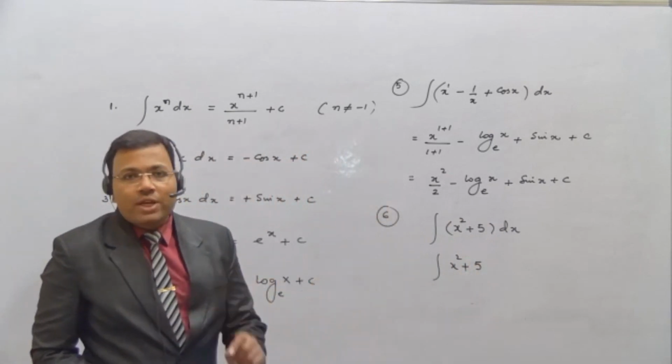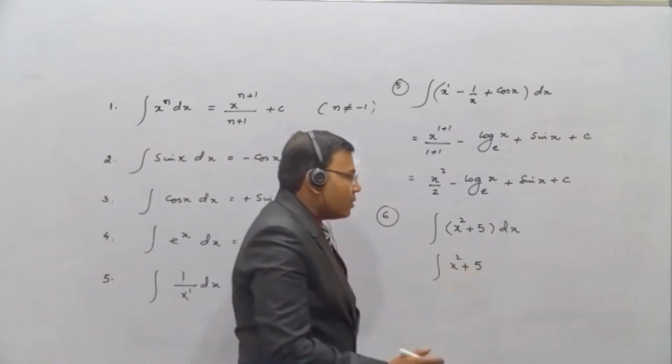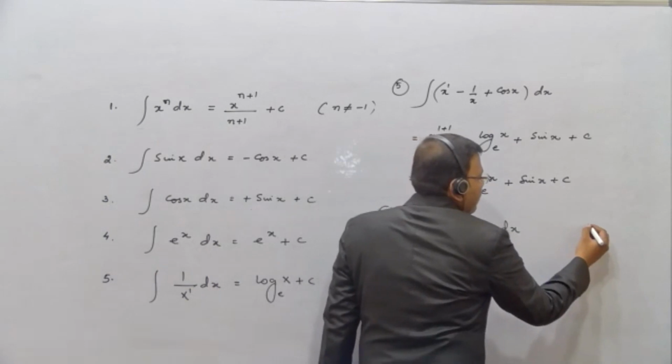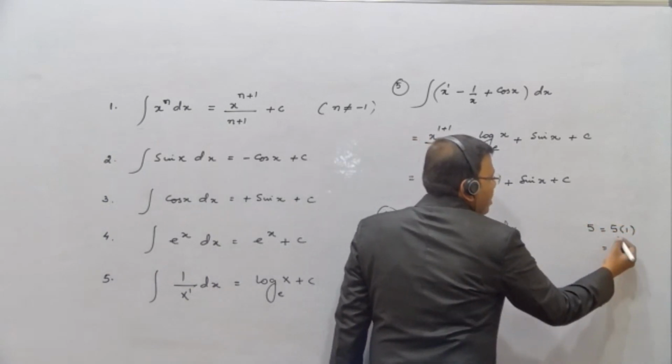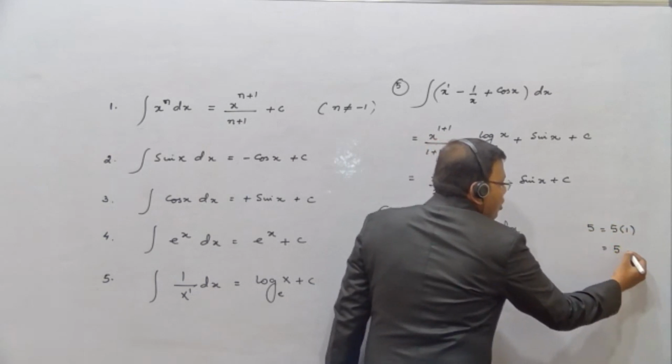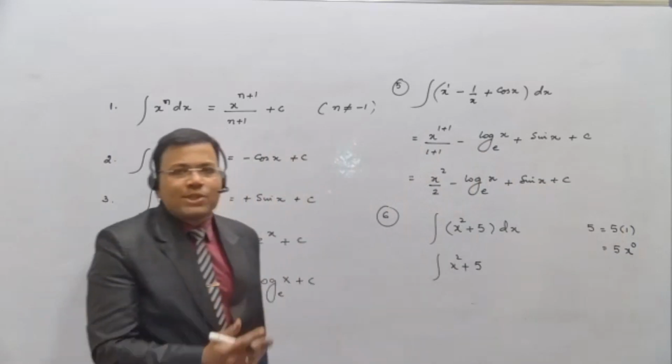Try to understand a very important step. 5 can be written as 5 into 1. Here I'll show you for your understanding. That is, 5 into 1 is 5 only. So 5 into, can I say 1 as x power 0? Because x power 0 is 1.